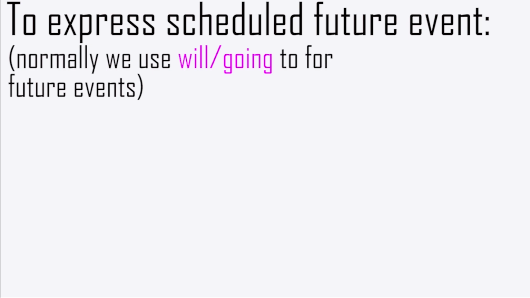Simple present tense is also used to talk about a future event based on an official timetable or scheduled event. This is a little bit confusing because generally we use will or going to for future events, but we can use the structure of present simple also for official or fixed timetables.